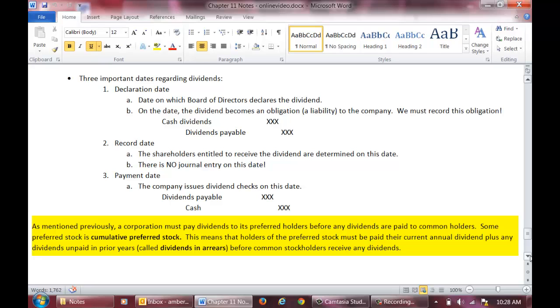In addition to this advantage, some preferred stock is cumulative preferred stock, meaning that the corporation not only has to pay the current year dividend, but also must pay any prior year unpaid dividend to preferred holders before common holders get anything. These unpaid prior year dividends are called dividends in arrears.